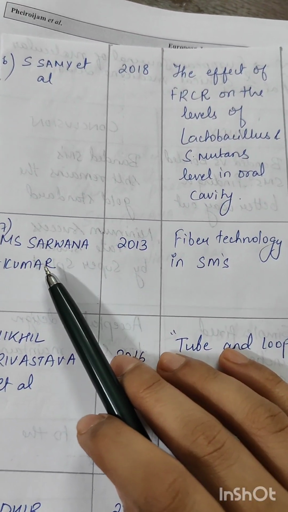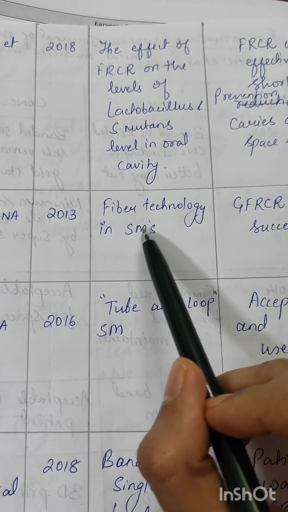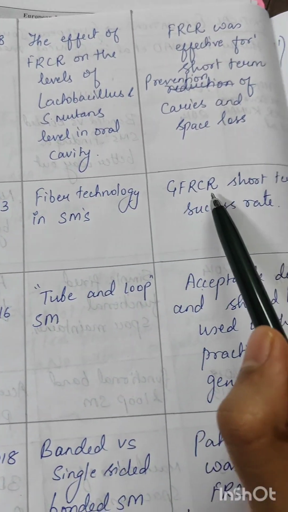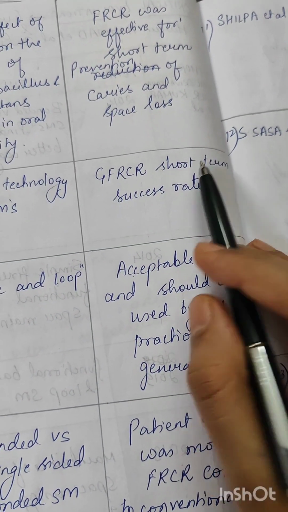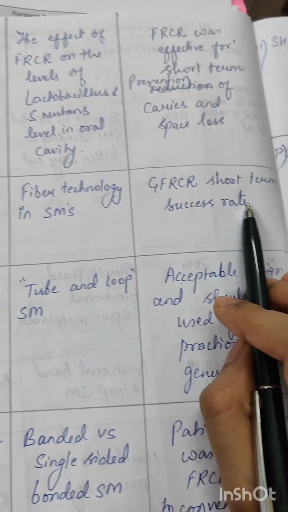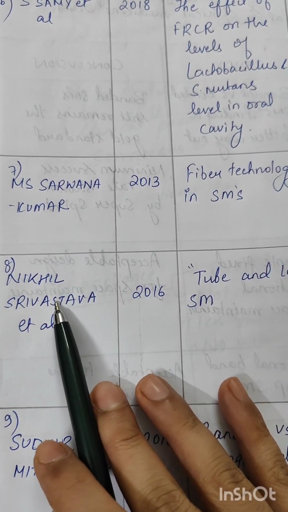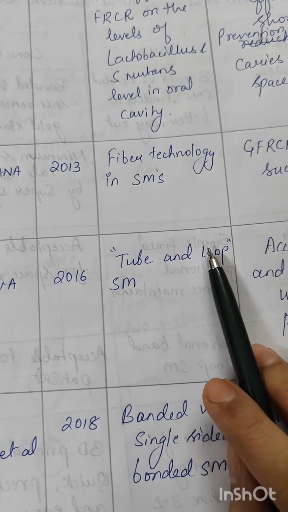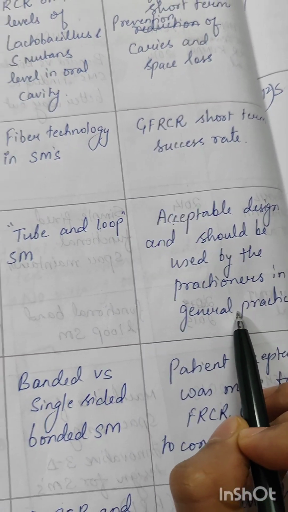Then MS Sarvana Kumar in 2013 has done a study on fiber technology in space maintainer, and he concluded that glass fiber composite space maintainer for short term has good success rate. Then as we have studied about Nikhil's appliance, Nikhil Srivastav in 2016, tube and loop space maintainer, it is an acceptable design and clinicians should use it in general practice.